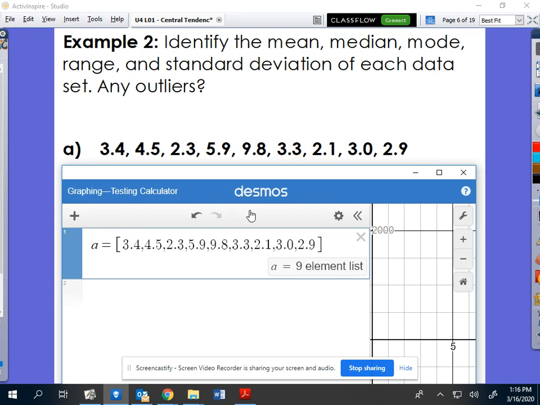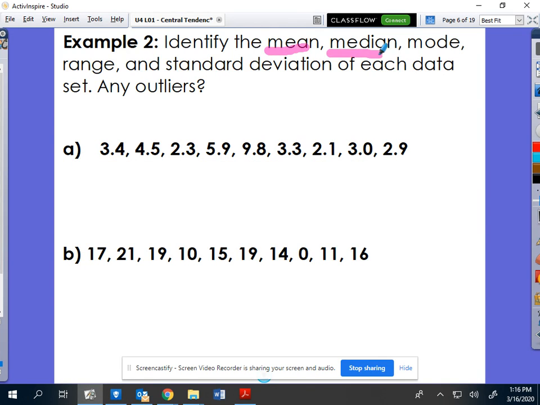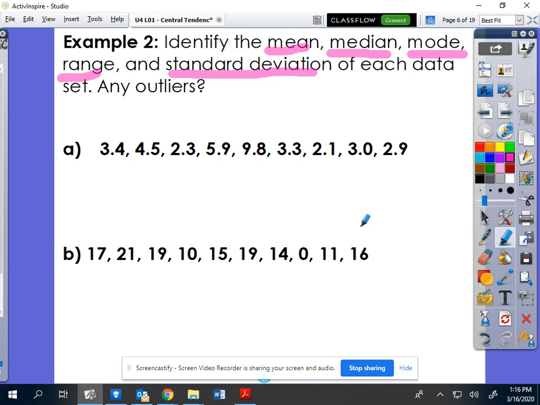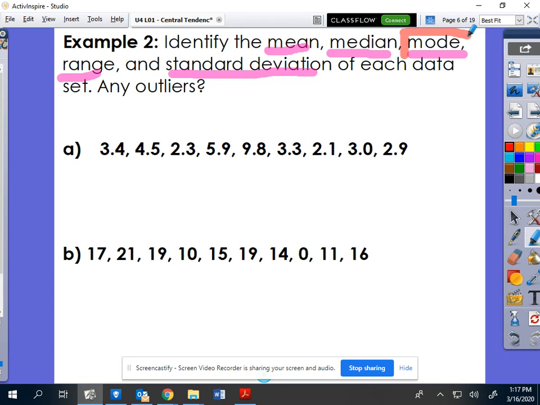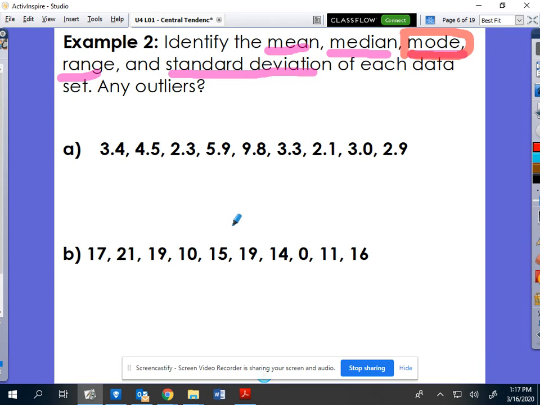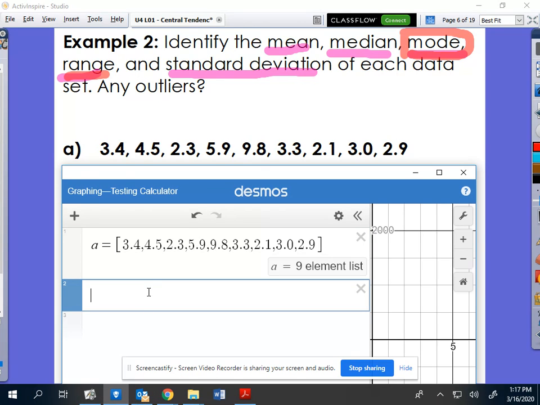Square brackets. So now let's find, it's asking us to find a few different things: the mean, the median, the mode, the range, and the standard deviation. Now here's the thing. Most of these can be found in the calculator. The only one that cannot be found in the calculator at all is your mode. The mode is the only one that you're going to have to do more so by hand. But we'll get to that. The range sort of as well, but you'll see that we can use DESMOS to kind of help us through the process.